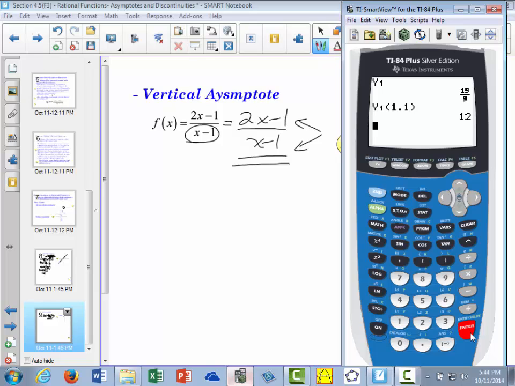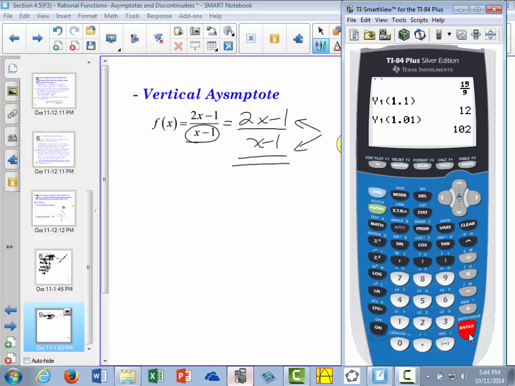And if we took something that's even closer to 1, but still slightly larger, so 1.01, we get a number even larger.